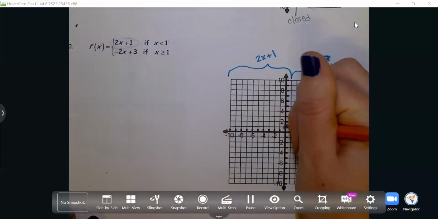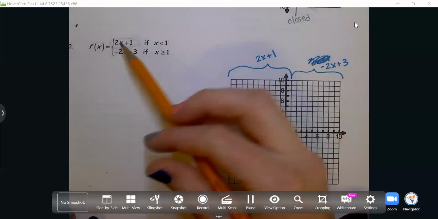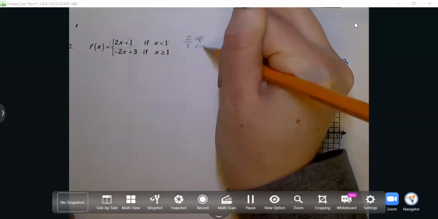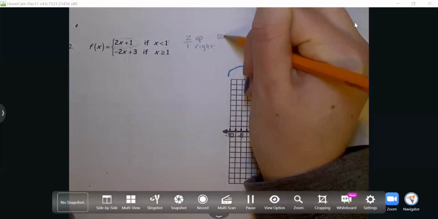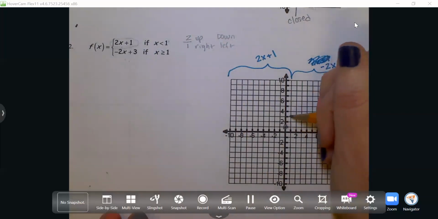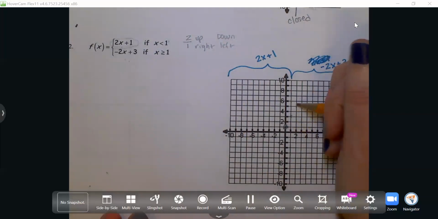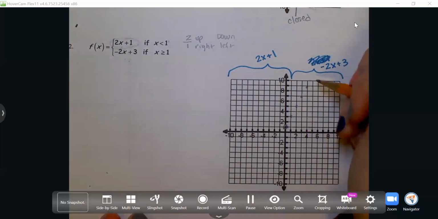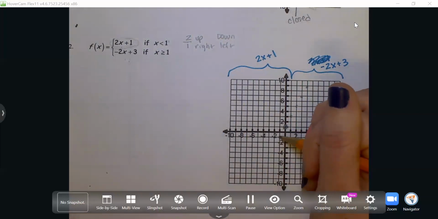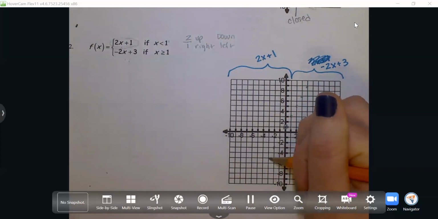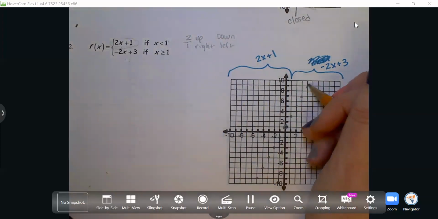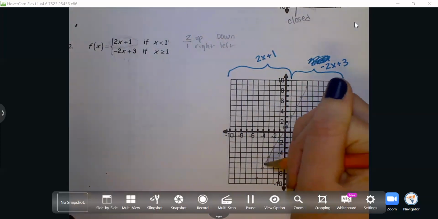I start at 1. My slope is 2, so I'm going up and to the right. If I need to fill up my graph, I'll go down and to the left. So up 2 and right 1, up 2 and right 1, up 2 and right 1. But I'm probably going to need to fill up my whole graph. So I need to also start back at the y-intercept, go down 2 and right 1. I'll make my whole line.